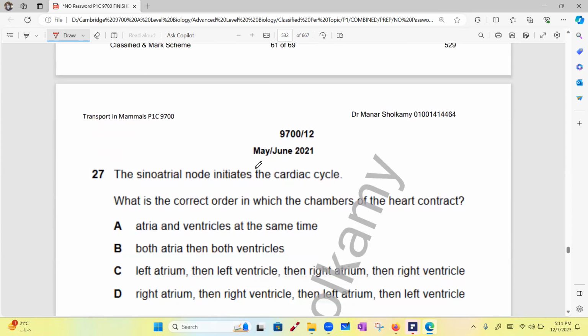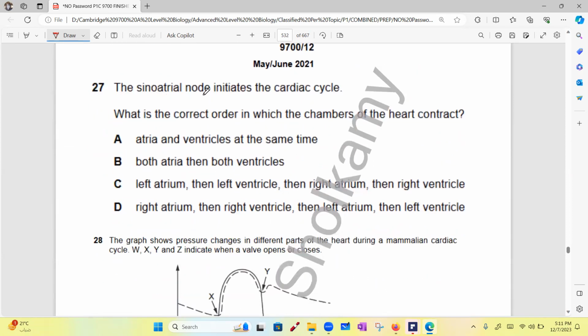Let's do this exam. Kenzie, the sinoatrial node initiates the cardiac cycle. What is the correct order, again, of the order in which the chambers of the heart contract? Quickly, Kenzie, we have 2 more exams. Both atria, then both ventricles. Correct. If anyone has any objections, tell me.